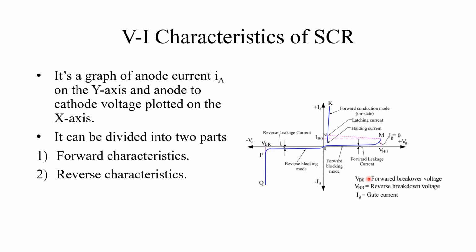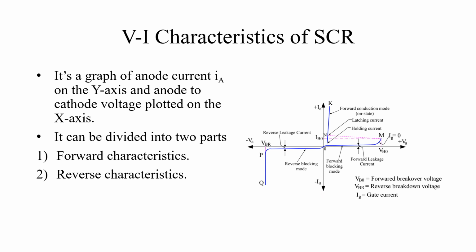So here VBO stands for forward breakover voltage, VBR stands for reverse breakdown voltage, and IG is the gate current, IA is anode current, VA is anode voltage, K means cathode, and IBO is breakover current. So the forward characteristics can be seen in the first quadrant of this graph, whereas the reverse characteristics can be seen in the third quadrant of the graph.